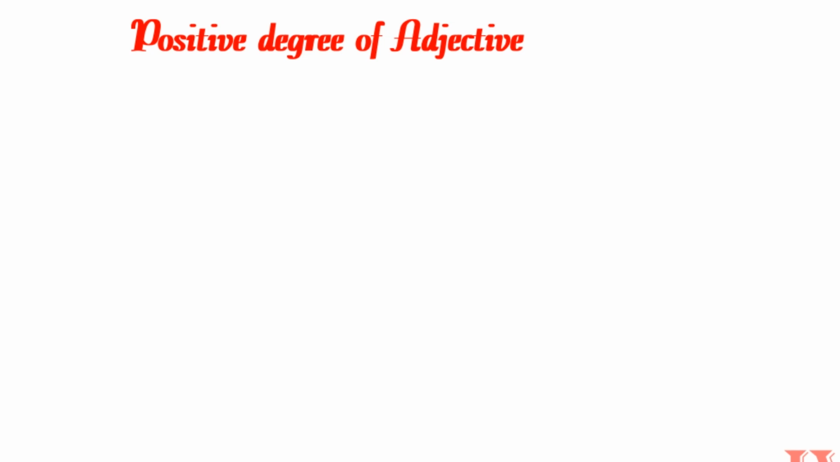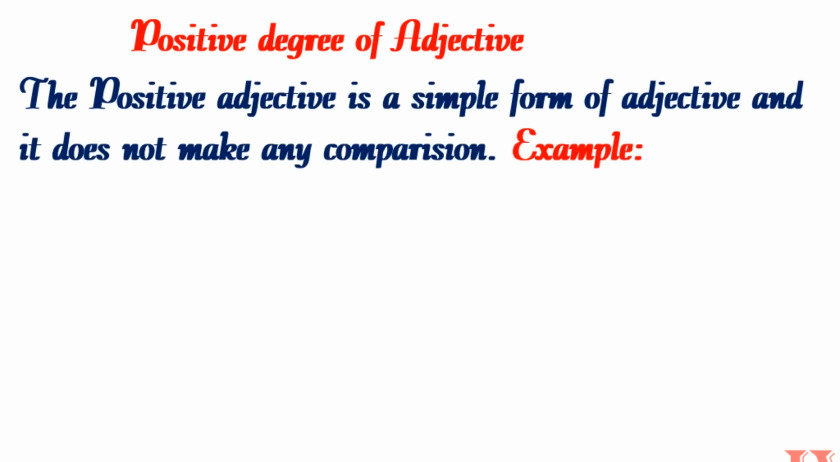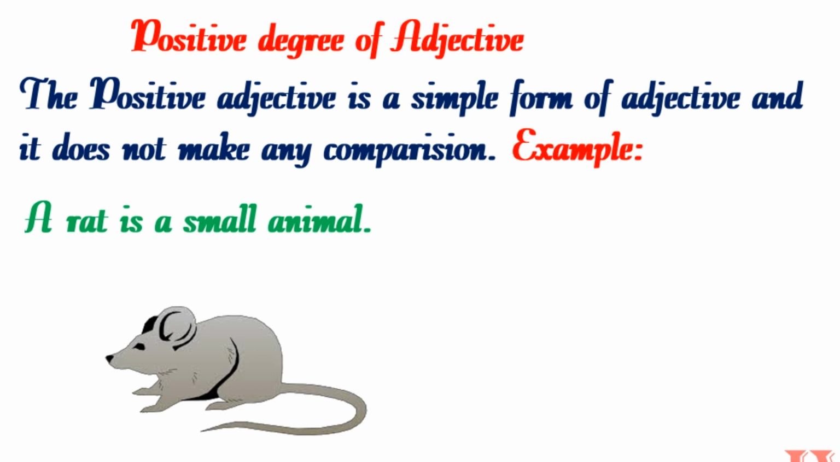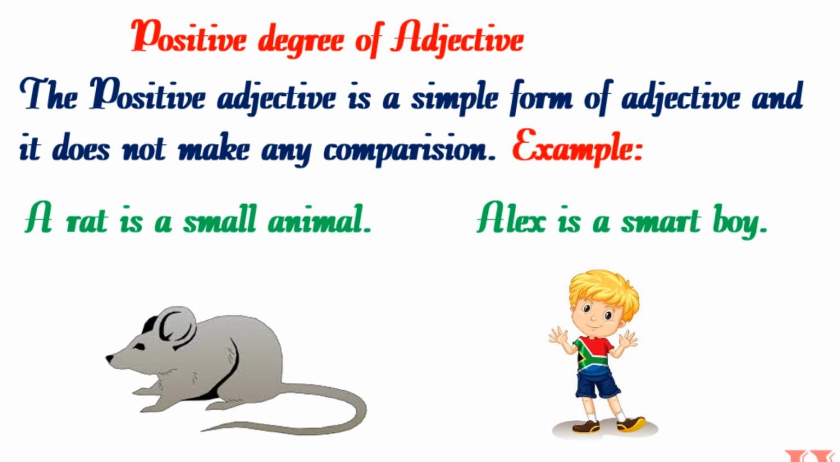Positive adjective. The positive adjective is the simple form of adjective. It does not make any comparison. For example, a rat is a small animal. Alex is a smart boy. In these sentences, we are talking only about one person or animal, that is, a rat and Alex, a smart boy. So, there is no comparison.